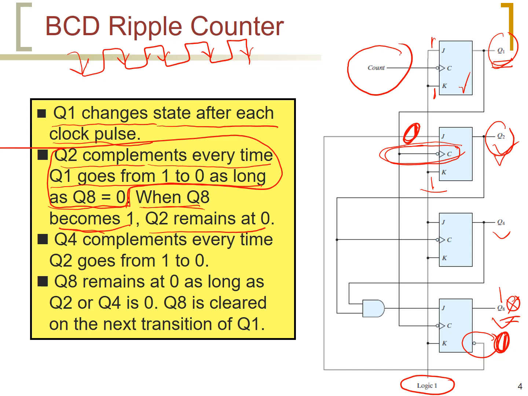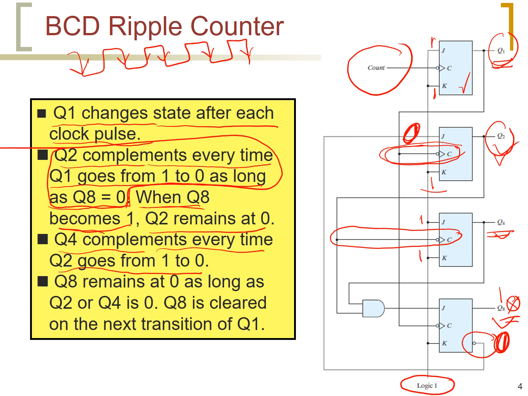And then we go to Q4. We said it complements every time Q2 goes from 1 to 0. So all we do is connect the Q2 with the clock of the Q4, and we make J and K of this flip-flop equal to 1.